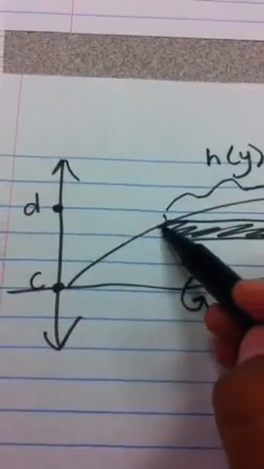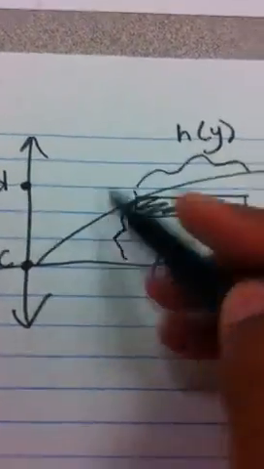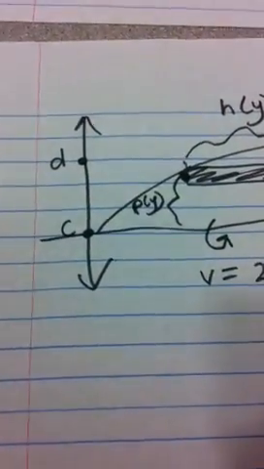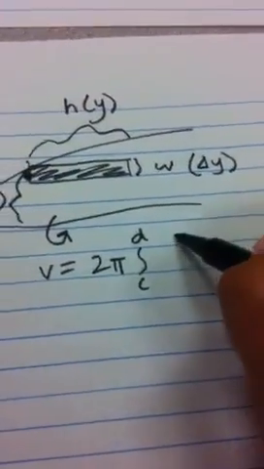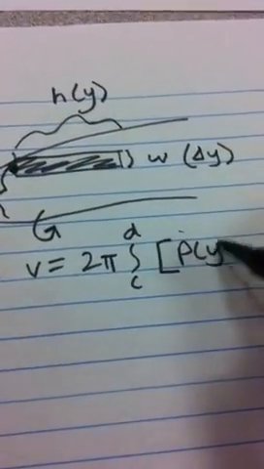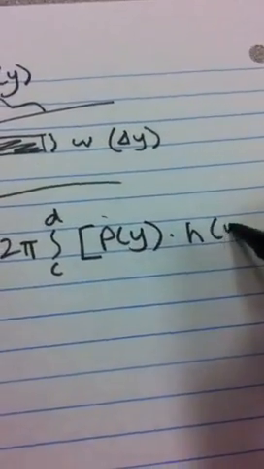And then p of y is this right here, from the middle of this rectangle. And then this little itty bitty width is w, or the change of y. When you look at it this way, the equation becomes 2 pi integral from C to D of p of y times h of y, in parentheses, dy.